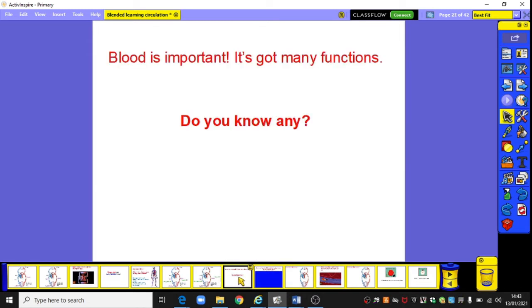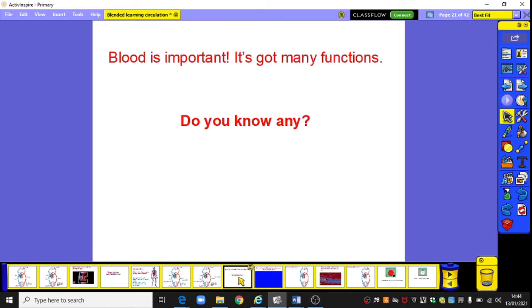So the next thing we're going to be thinking about is the blood itself. And some of you might be a bit squeamish at this point. I've tried to keep it to as few diagrams as possible, particularly for those who feel a bit faint at the sight of blood. But blood is important. It's got very many functions. I wonder if you can think of any of its functions. Have a think now. Maybe you could jot some down.